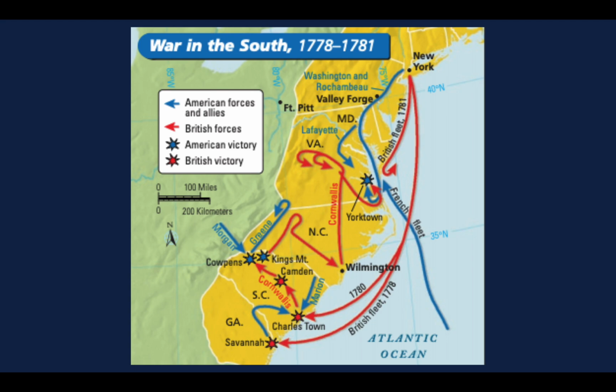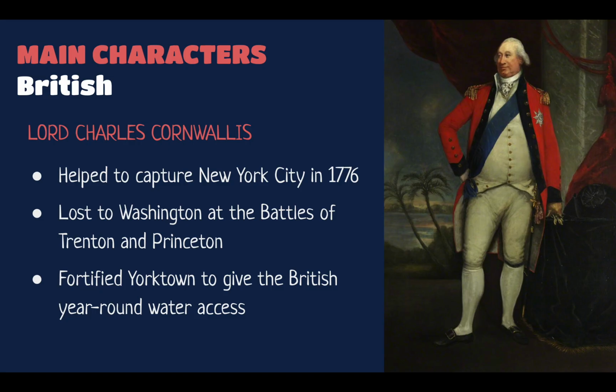Okay, so some of the main characters involved in the Battle of Yorktown. For the British, we have Lord Charles Cornwallis. He had captured the city of New York way back in 1776 and had essentially been holding it ever since. He's the British commander who lost to George Washington at the battles of Trenton and Princeton, and he's the one who makes the fateful decision to bring his British army against the orders of Henry Clinton all the way from the southern colonies, the Carolinas in particular, to Yorktown.